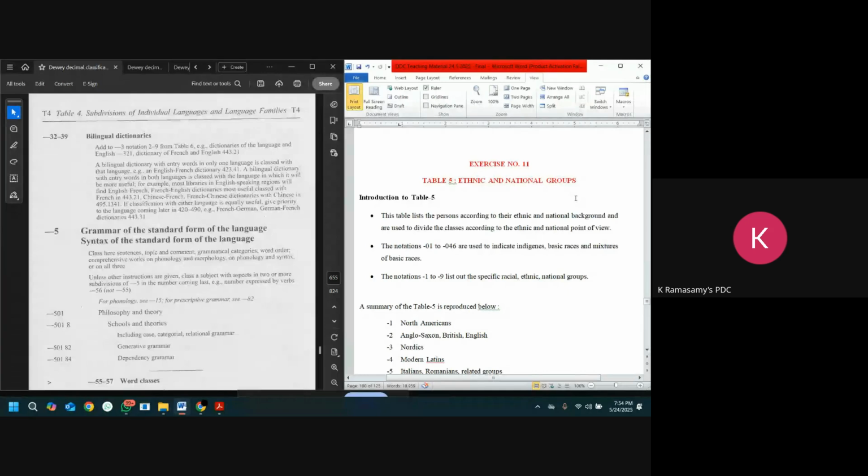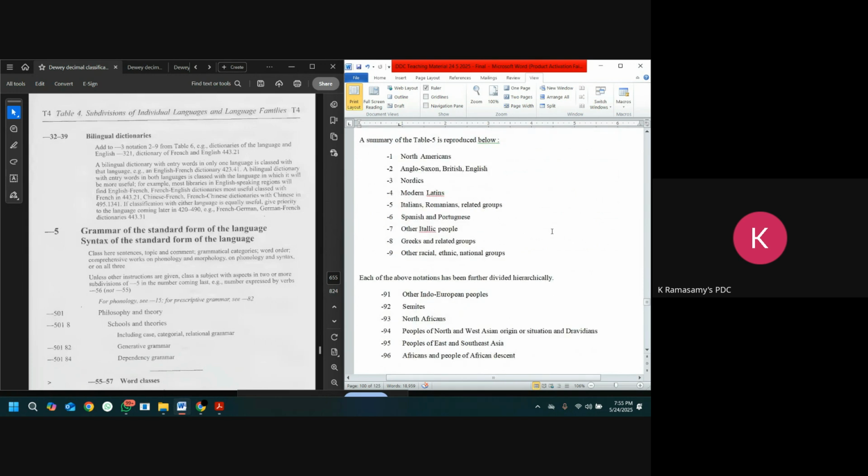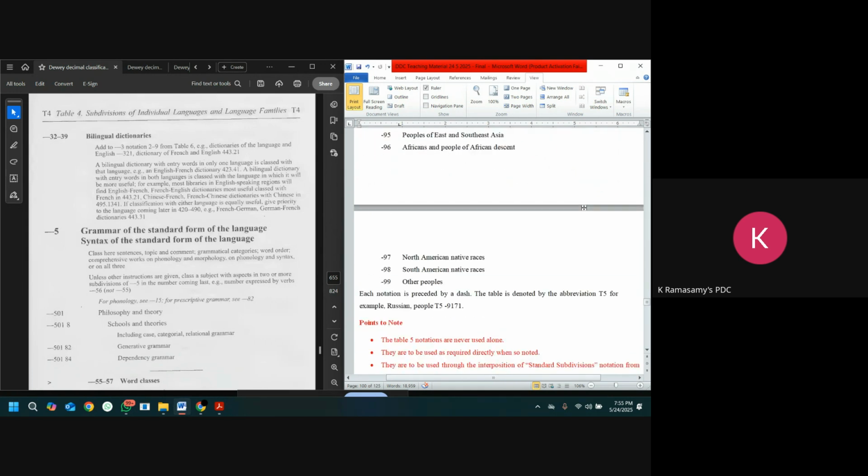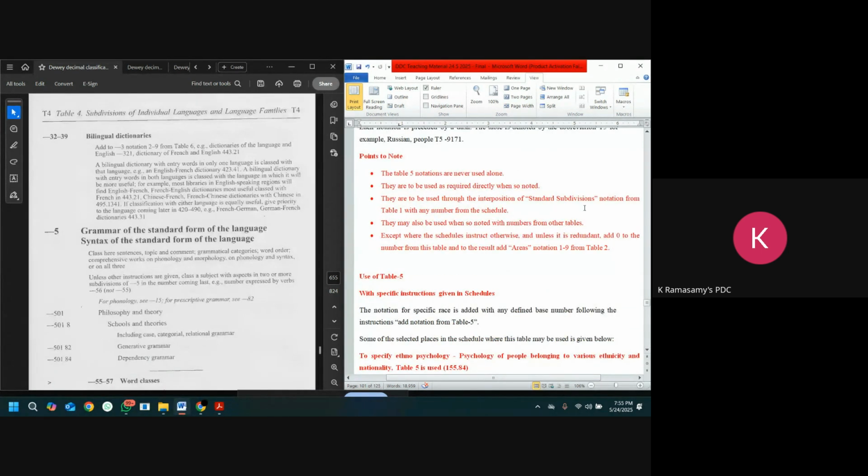Then comes table 5. Table 5 talks about ethnic and national groups. Whenever you talk about, for example, Chinese people, Indians, Tamilians, Malayalis, Punjabis, Afro-Americans, you talk about the people who belong to a particular ethnicity, particular race, or particular nation, particular country, you can make use of table 5. And as usual, table 5 should not be used alone. You need to take a number from table 5 and this is to be added to the schedule based on either instruction or with the help of standard subdivision.